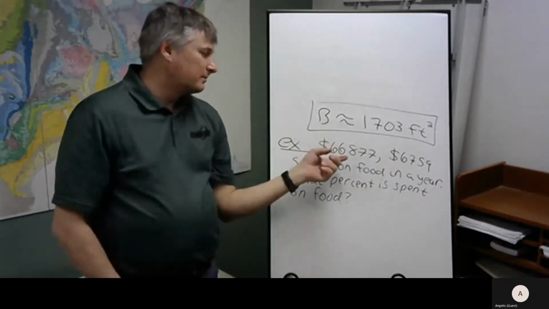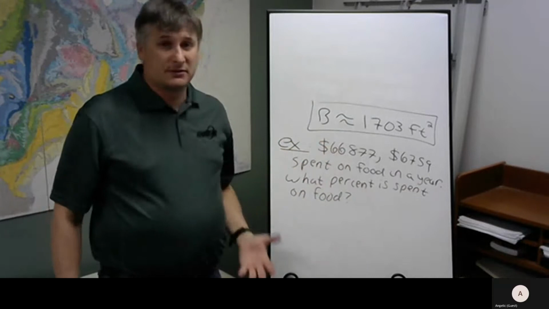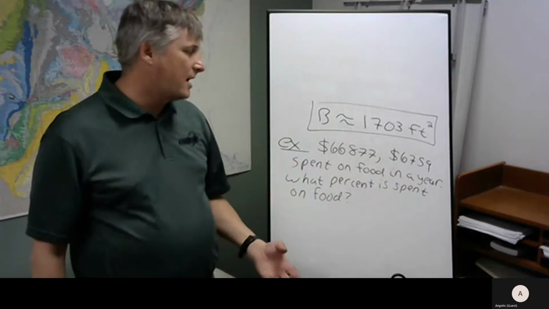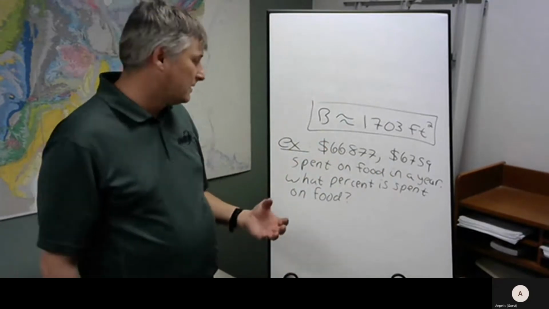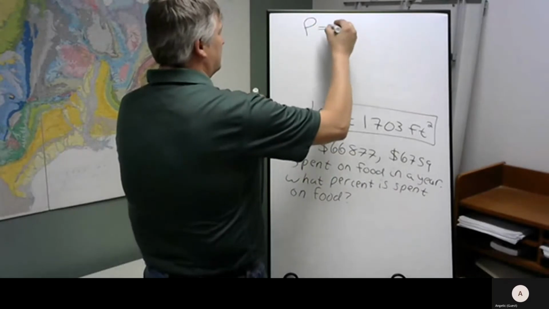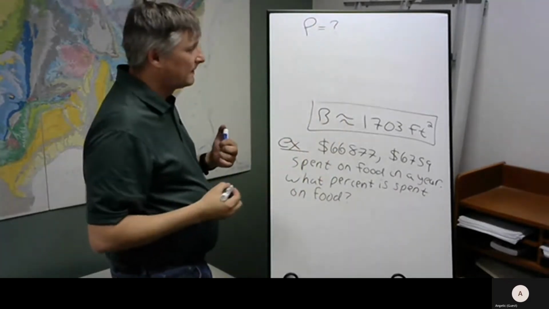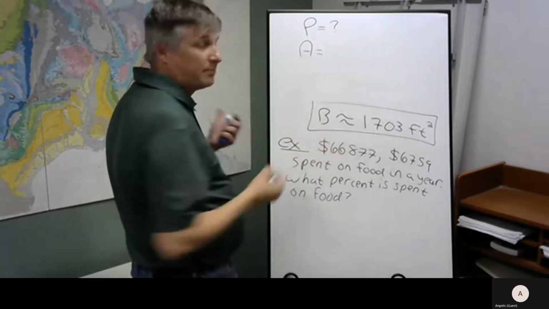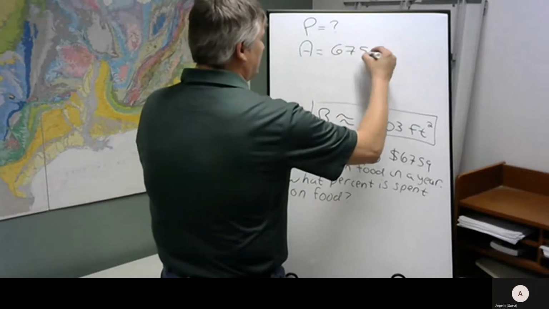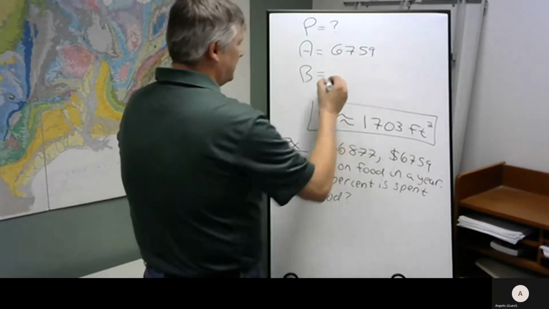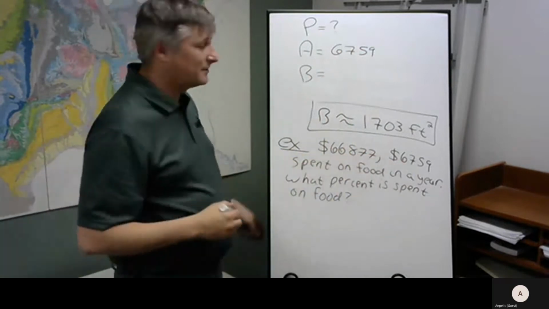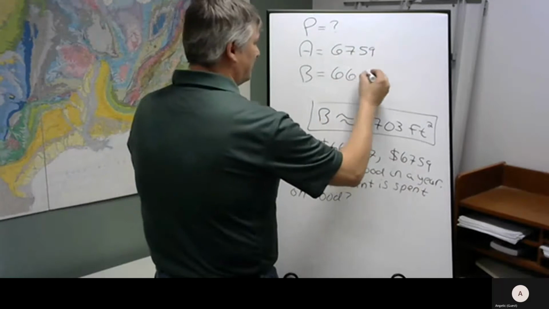So what we have here, we're starting out with $66,877. Part of that money is being spent on food, $6,759. And we're missing a percent. So right away, percent, we don't know. Now, the amount or the part is the $6,759. And the base, or what we're taking this out of, or what we're comparing this to, that's the 66,877.